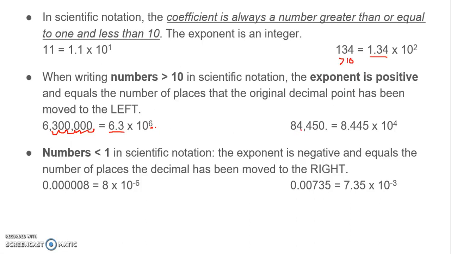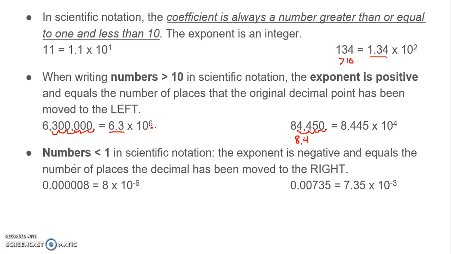Okay, the same thing with this number, 84,450. You want your coefficient to be greater than 1 but smaller than 10. So what it means is that you would have 8.4, so you would stop over here. Now let's start from the far right: 1, 2, 3, and 4. So now you have times 10 to the 4th power, and then you just rewrite the number here, 8.445.